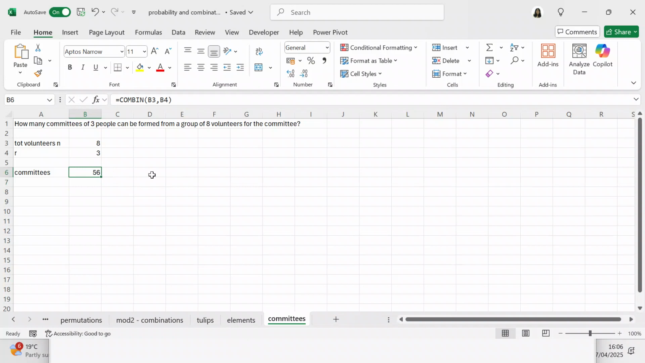So that's it for Module 2 of this probability and combinatorics class that I'm taking, where I took the coursework and converted it to Excel. So at least you're learning how to do combinatorics in Excel, and you can do it in Excel because Excel has functions that enable you to do it.